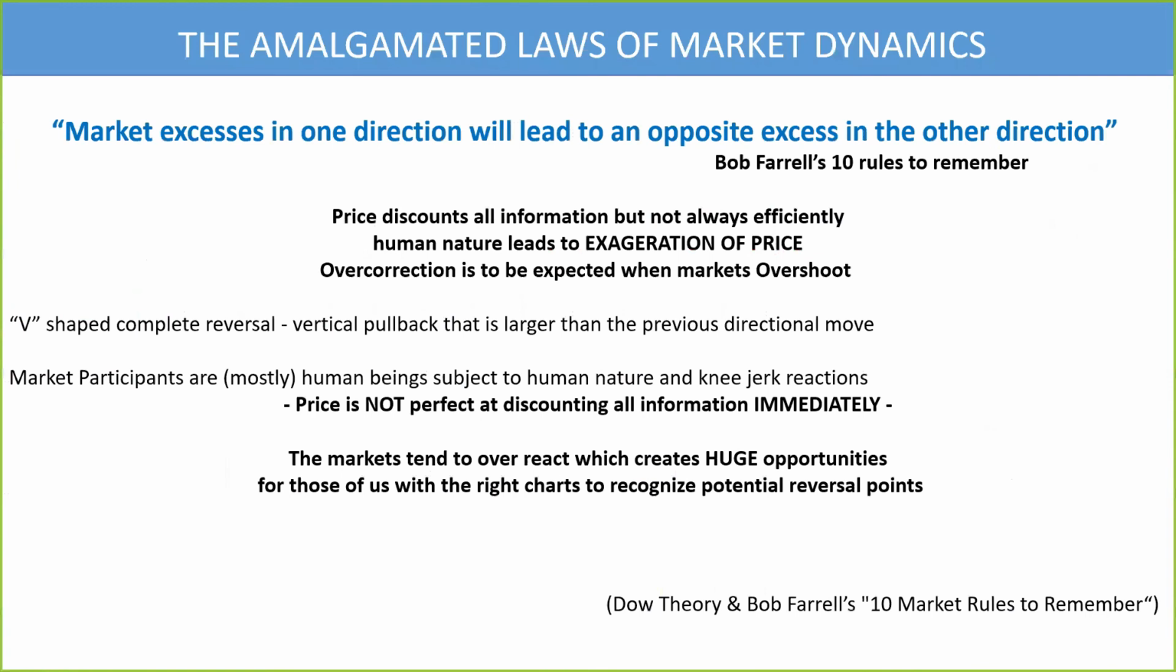Okay, so that was market excesses in one direction lead to an opposite excess in the other direction. This is good old Bob Farrell. Price discounts everything, but it's not perfect, which means, look, we're living in the age of information. Info reaches more people faster than ever before. The market has become incredibly reactive to new information, and it makes it overshoot, like overreact.